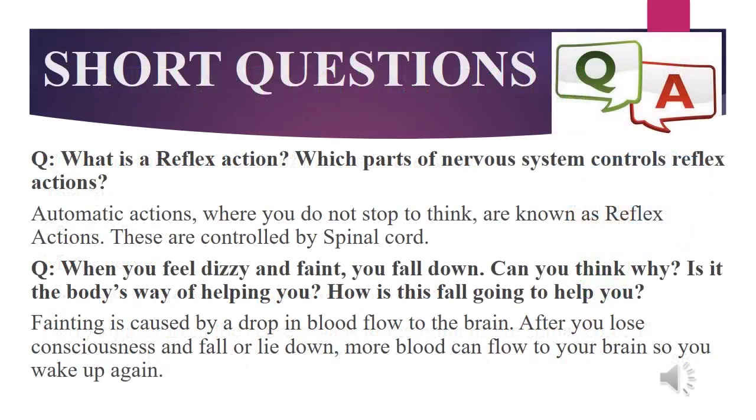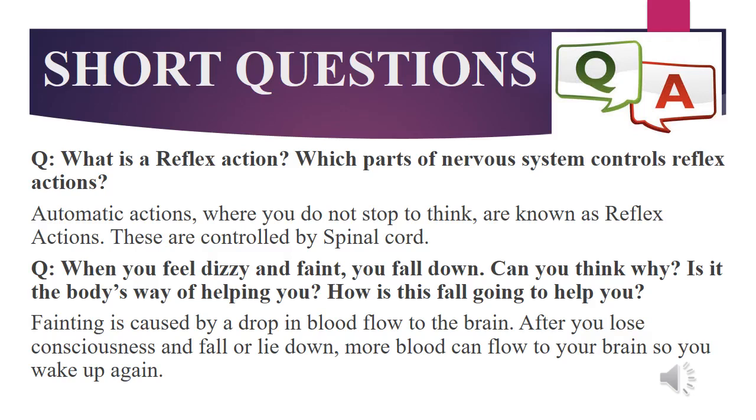Our third short question is, what is a reflex action? Which parts of the nervous system control reflex actions? I explained in week 6 lesson 2 that automatic actions, where you do not stop to think, are known as reflex actions. These are controlled by the spinal cord. The brain is not involved in these actions because the spinal cord has to react quickly.